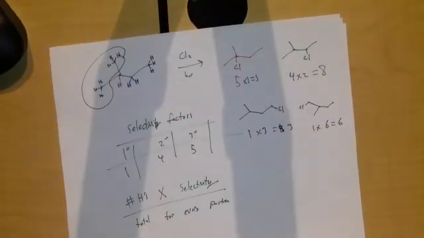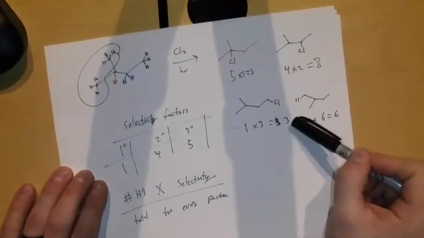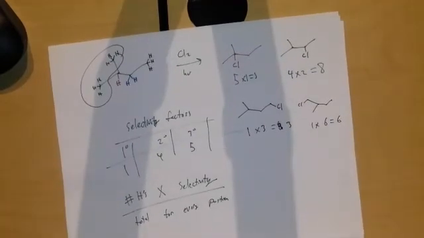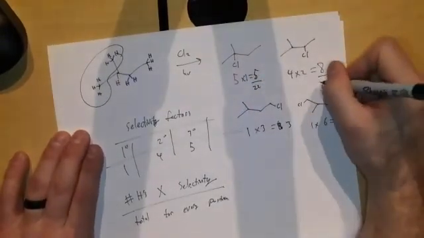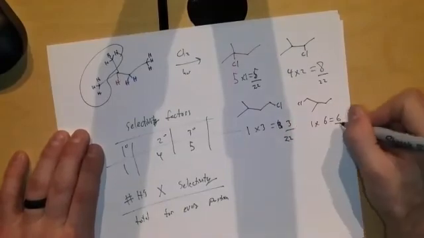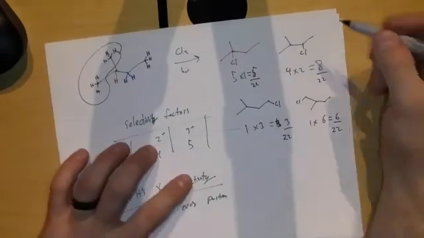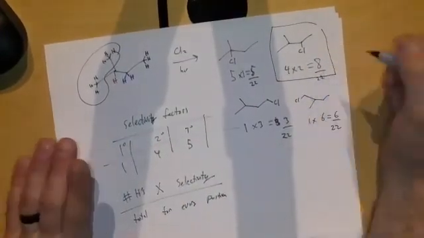So to figure out what percentage each of these is going to be, we need to add up the total. So 5 plus 8 is 13, plus 3 is 16, plus 6 is 22. So our ratio is going to be out of 22. So this is 5 out of 22, 8 out of 22, 3 out of 22, and 6 out of 22. And that would give us our percent yield of each of these, theoretically, if we're at 100%. So from this, we can determine that this secondary position is actually going to be our major product because it has the highest selectivity.